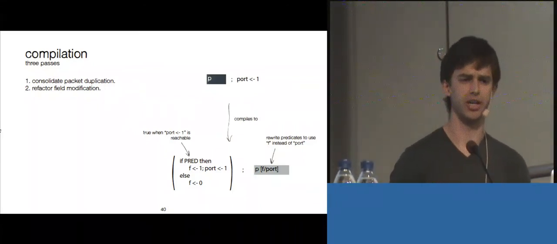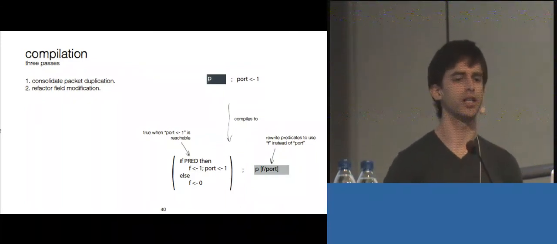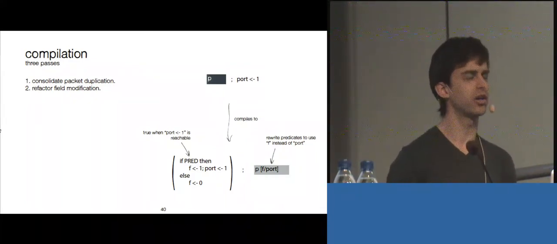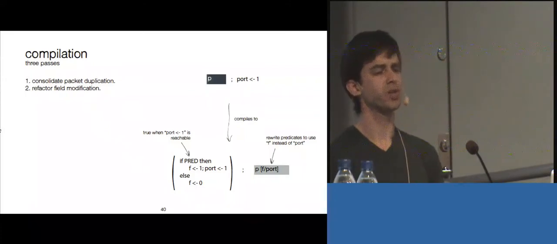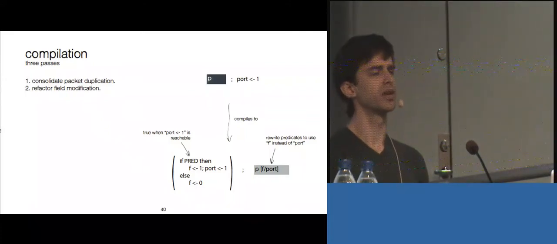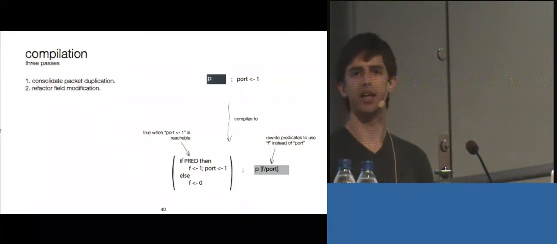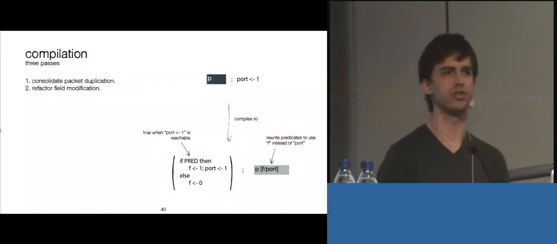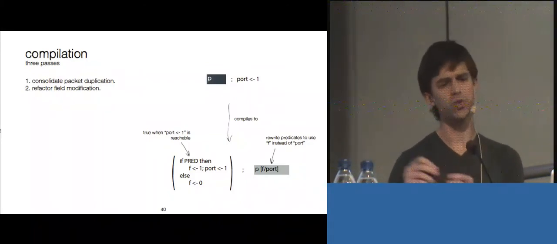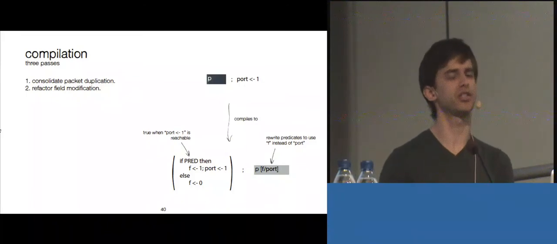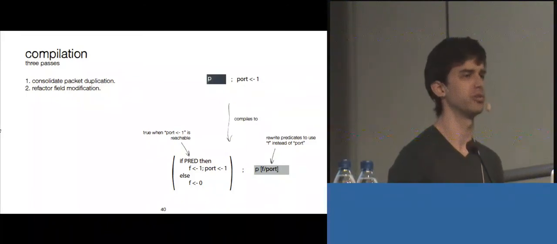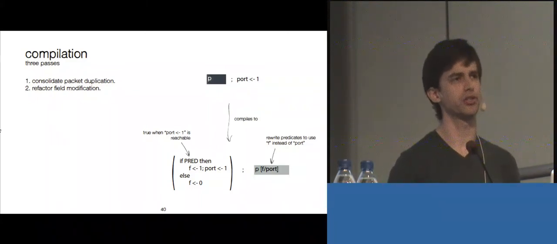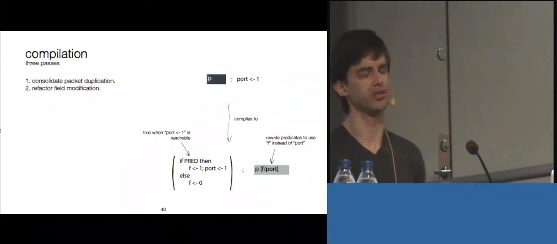So there's a two-stage analysis here. First, we analyze P to figure out the conditions under which the modification would take place. And then we extract that at the beginning and set a bit of metadata to indicate the fact that this decision took place. Then we modify the policy P to, instead of predicating on the original port, predicate on this additional bit of metadata, and also to remove modifications that would have happened.